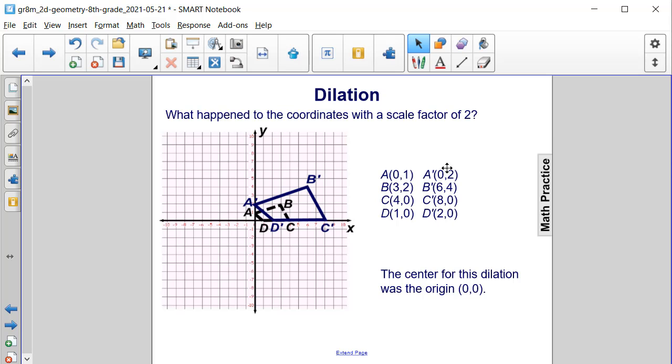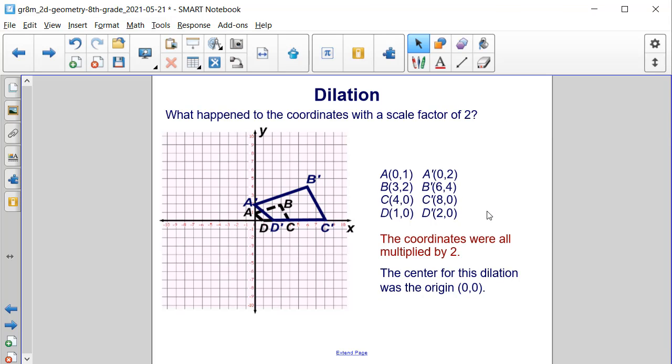Take a moment to pause this video and think about it, and when you're done, unpause it. It turns out that all the coordinates were multiplied by 2, and that always happens when your dilation is centered at the origin, regardless of its scale factor. Whatever that scale factor is, when the dilation is centered at the origin, you always multiply both the x and y coordinates of each point by that scale factor, and it will always work.